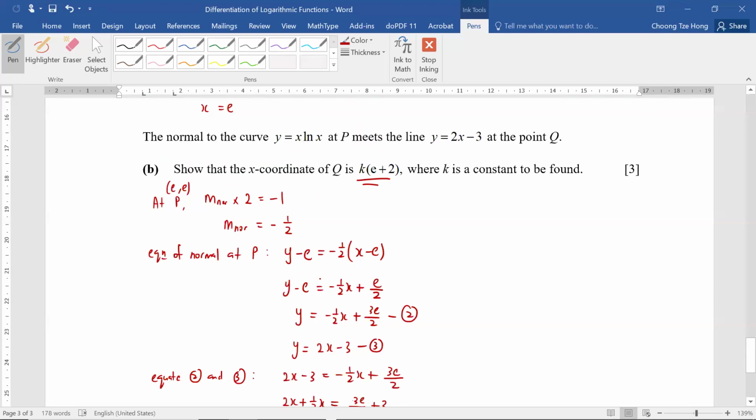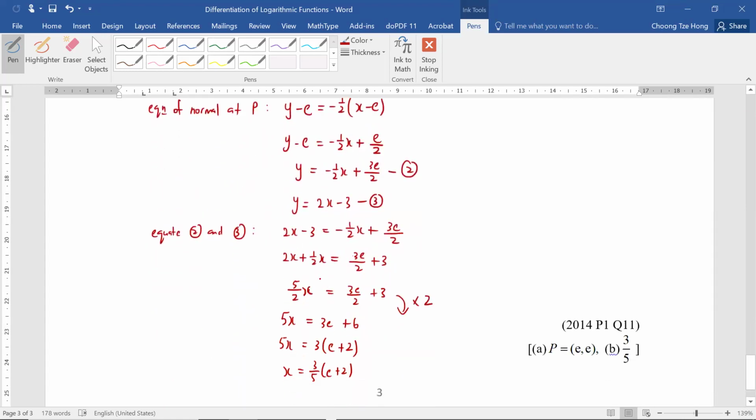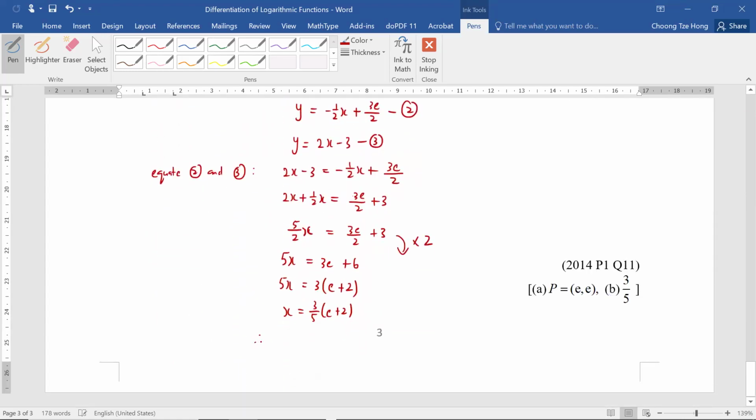They say that k is a constant to be found, so you can compare. So k is going to be 3 over 5. Therefore k equals 3 over 5. So the answer is over here. You can see that the question is actually not that difficult. You just have to understand the concepts very well, and you'll be able to solve the question successfully. All right.